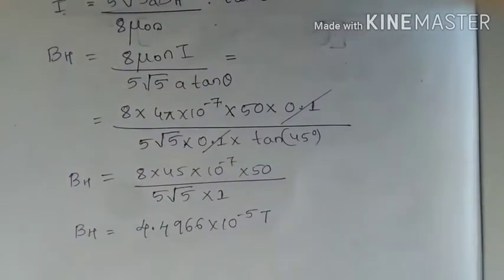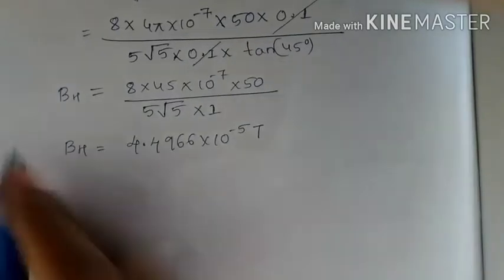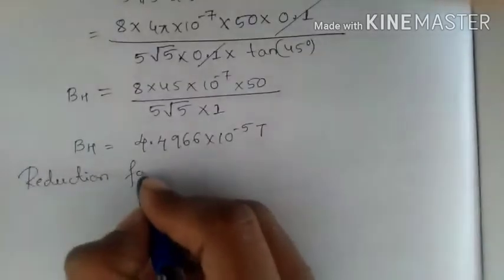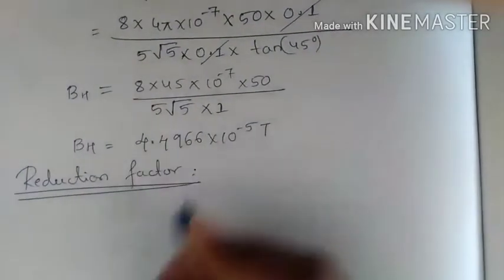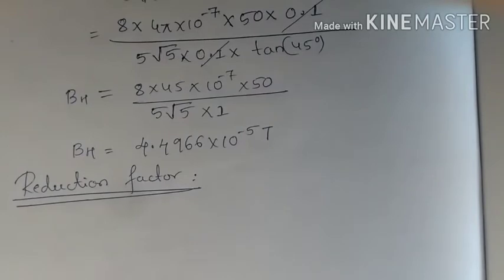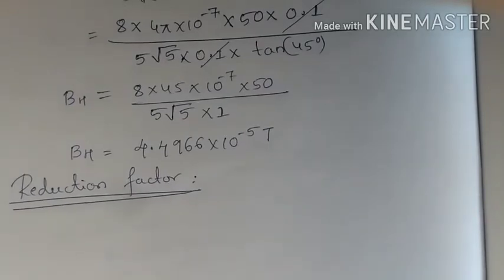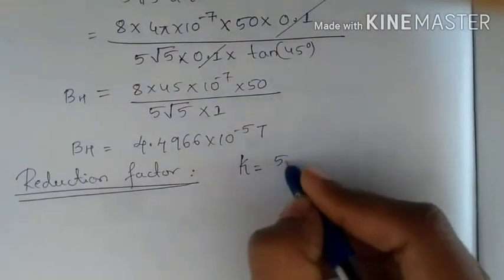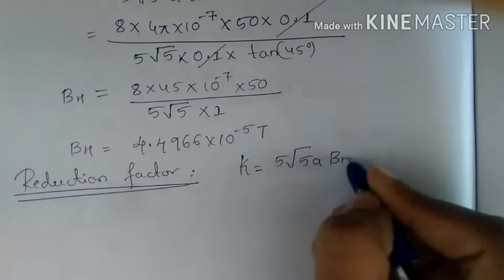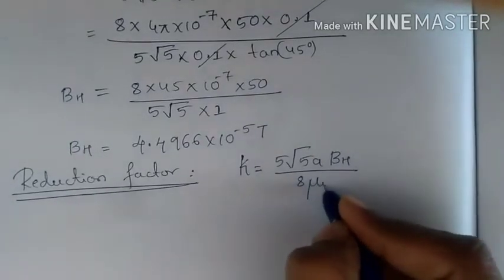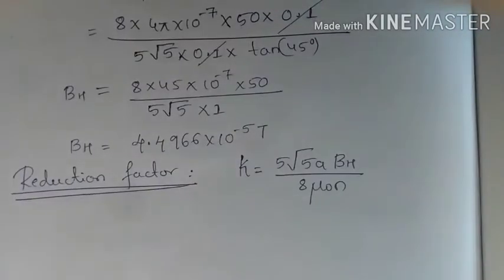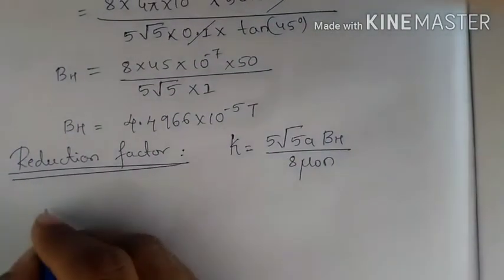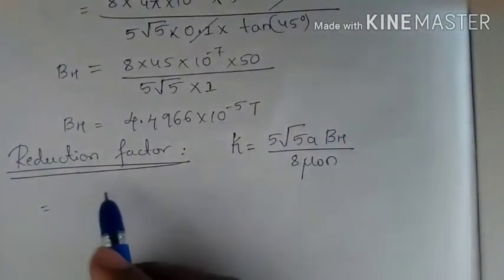Now next, we have to find the reduction factor. As I said, I have not said this reduction factor while explaining the Helmholtz galvanometer. So K is known as the reduction factor. K is equal to 5 root 5 A BH divided by 8 nu naught n. So this is known as the reduction factor. Substitute all the data which you have into the equation.